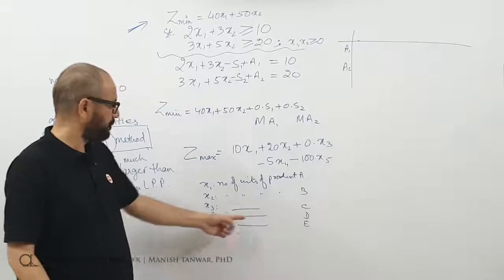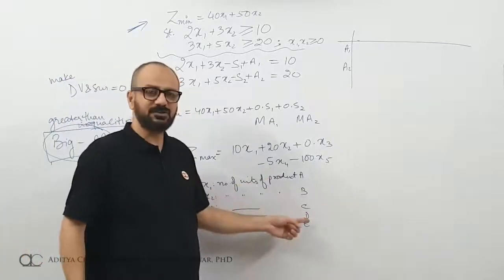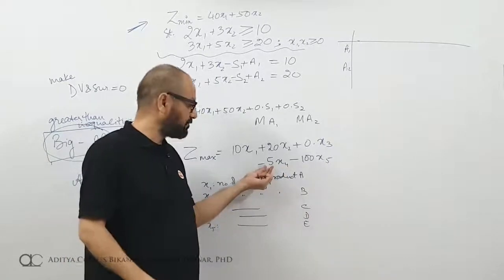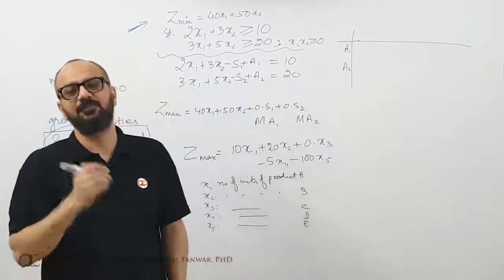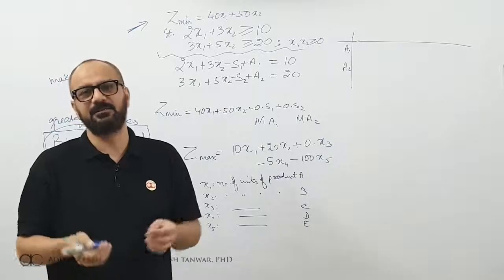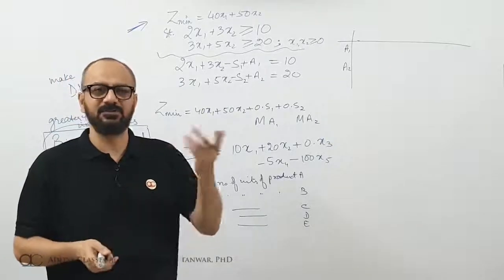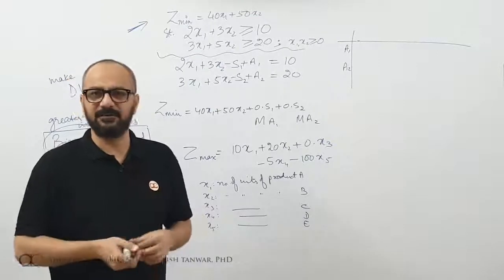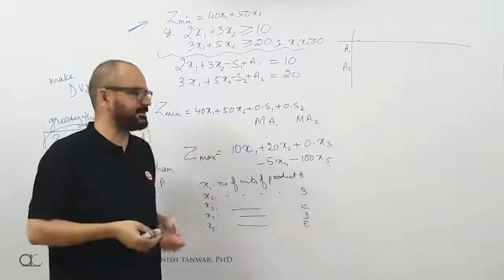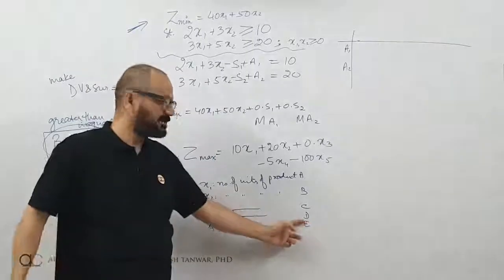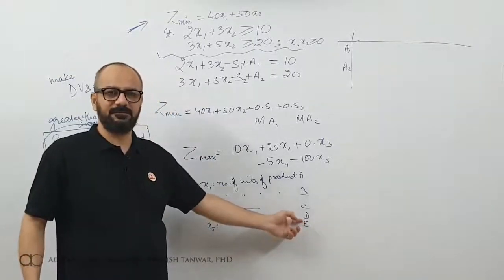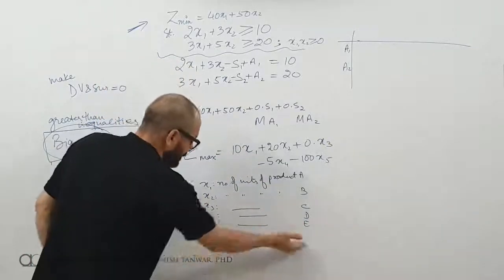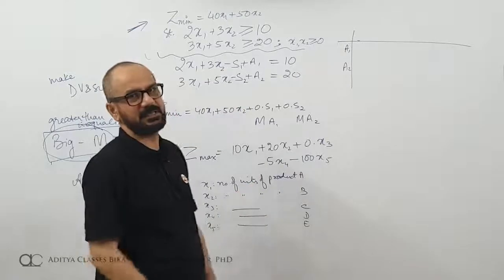What about x4? Number of units of product D. Now, if I produce 1 D, it actually gives me a loss of 5 rupees. Probably it is a product which is outdated. I am producing, but it is not selling. I am just keeping it alive because there are some customers who have ordered it, whatever reasons. x4 is number of units of D, and it is actually giving me a loss of rupees 5. Same is with E, it is giving me a loss of rupees 100.